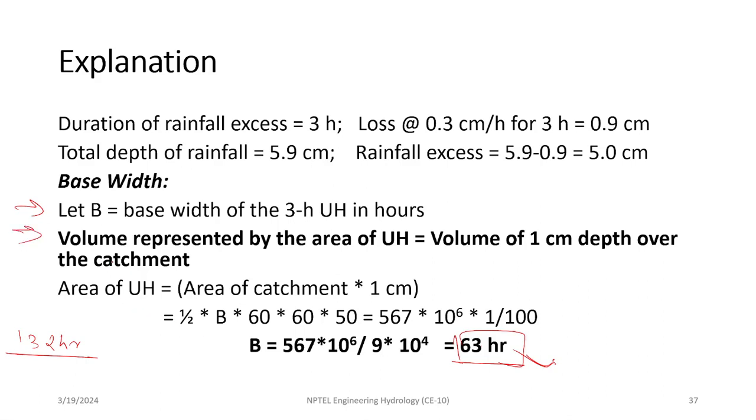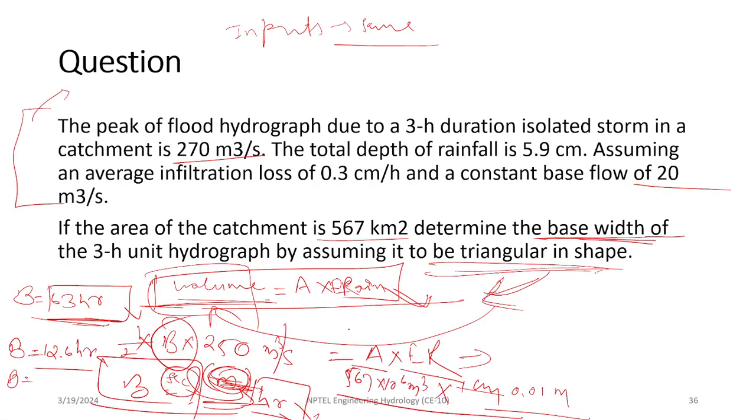See this line: volume represented by area of UH will be equivalent to volume of 1 centimeter depth over the catchment. So area of UH is representing a volume. How much volume are we getting? Half multiplied by B multiplied by 60 into 60, into 50. In the sense why? It won't be 50, I guess it will be 5.